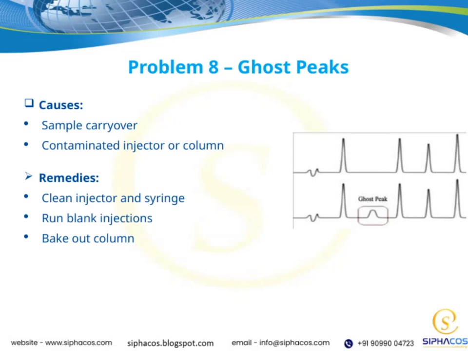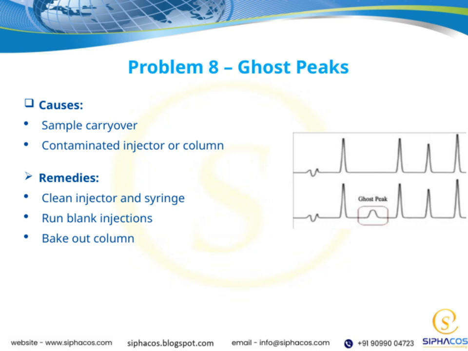Now, let's move on to problem 8, which is ghost peaks. These are tricky because they can appear unexpectedly during analysis. The main causes for ghost peaks often involve sample carryover, which means remnants of previous samples are contaminating the current run. Another common cause is contaminated equipment, such as the injector or the column itself. If these components aren't properly cleaned or maintained, they can introduce unwanted signals that look like real peaks.